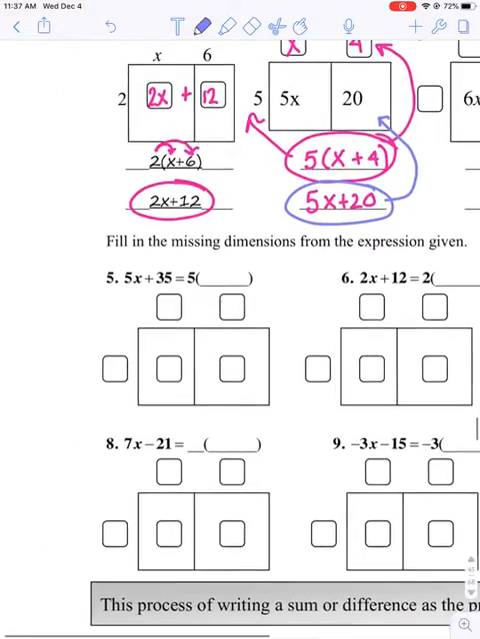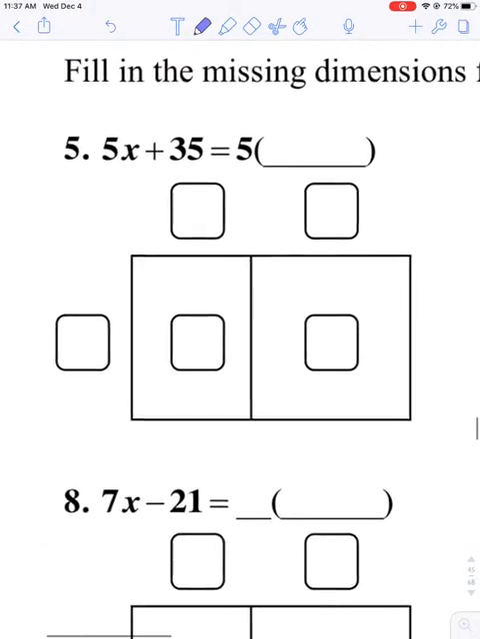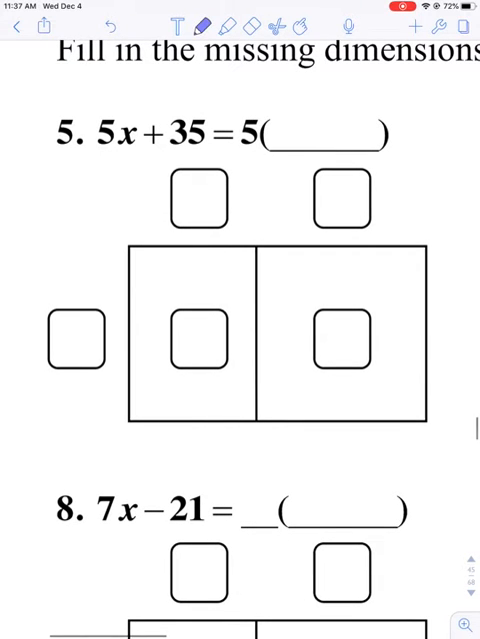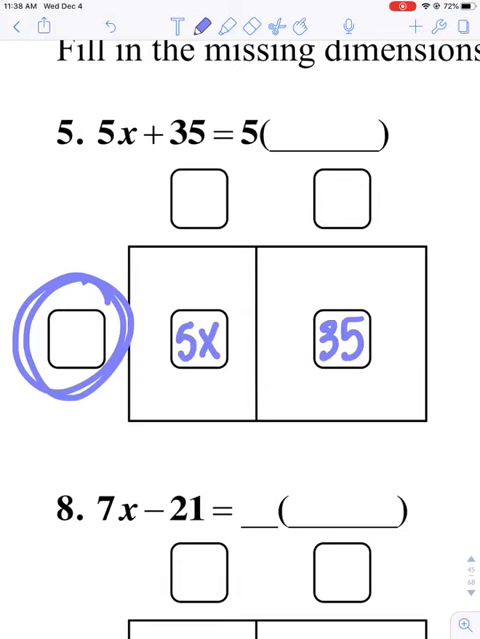Let's take a look at number 5, because now they've given us a lot less information. For 5, they've given us the expression 5x plus 35. Right away, I know I can fill in my 2 areas. I have to think of a common factor between 5x and 35 to write over here. And they actually gave it to me on this one.